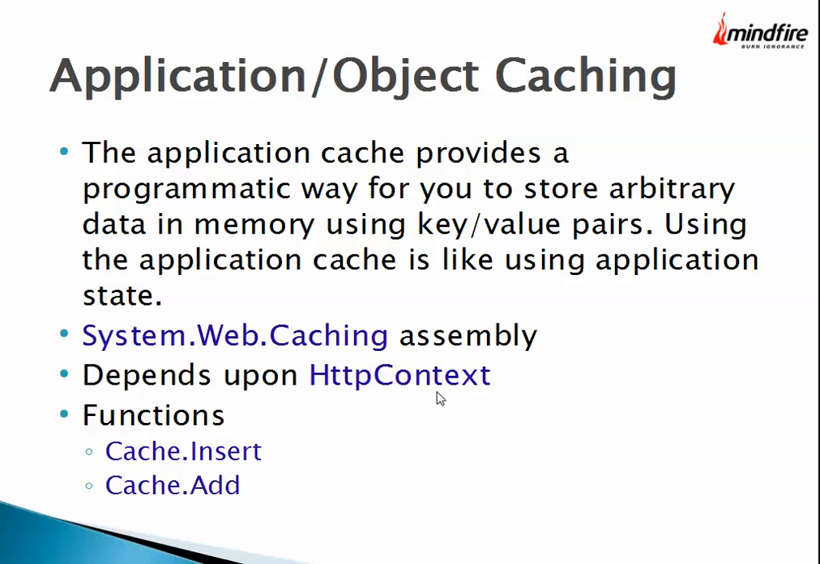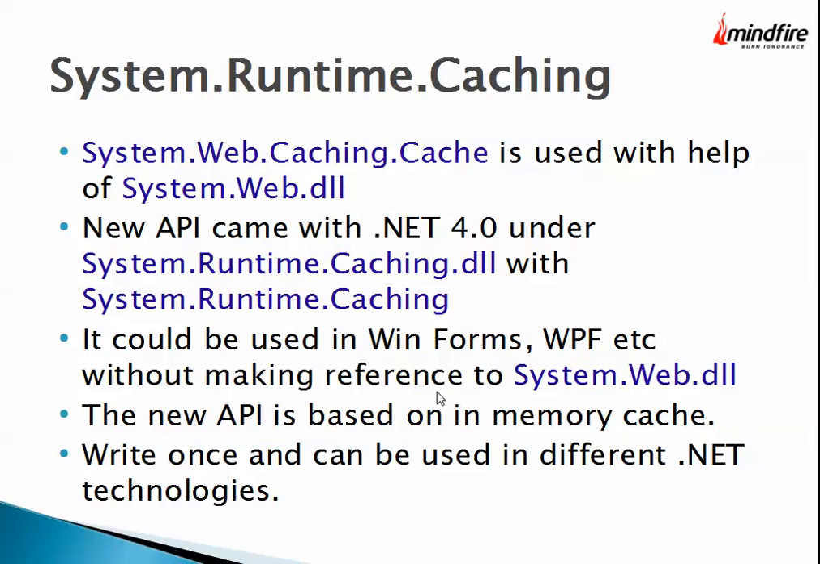So that is all about application object caching, and now System.Runtime.Caching that we got with the 4.0 framework. Previously what we were using is System.Web.Caching.Cache, which comes from System.Web. So what was the problem with it? If we are developing some WPF or Windows Forms application, then we have to add a reference to System.Web, which is not good at all, as System.Web and the context are related to the web part only.